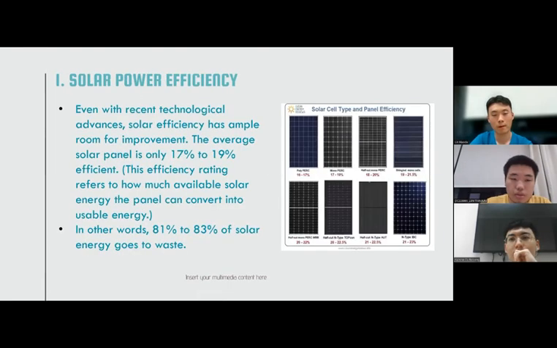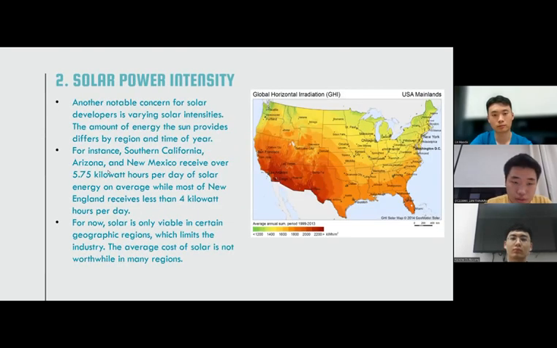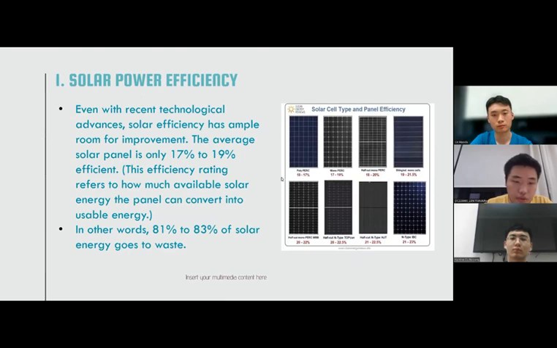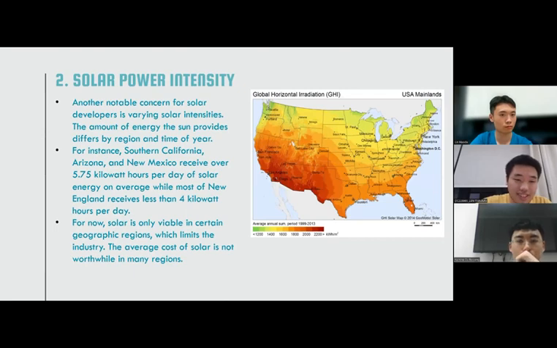For the first challenge, it is solar power efficiency. Even with recent technological advances, solar efficiency has ample room for improvement. The average solar panel is only 17 to 19% efficient. In other words, 81 to 83% of solar energy goes to waste. And the second challenge is solar power intensity. For now, solar is only viable in certain geographic regions, which limits the industry. The average cost of solar is not worthwhile in many regions.